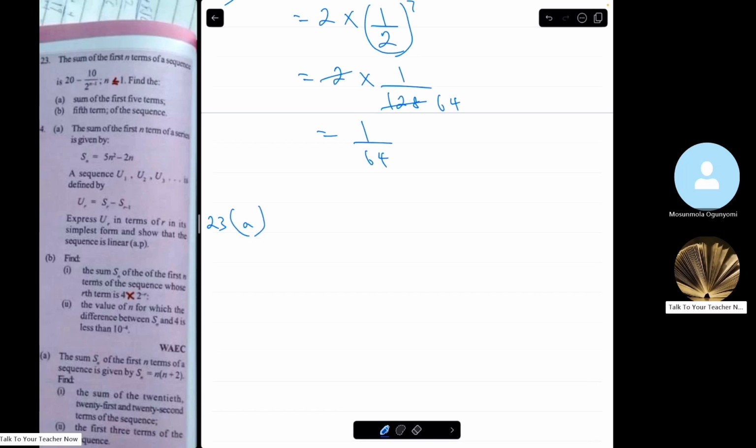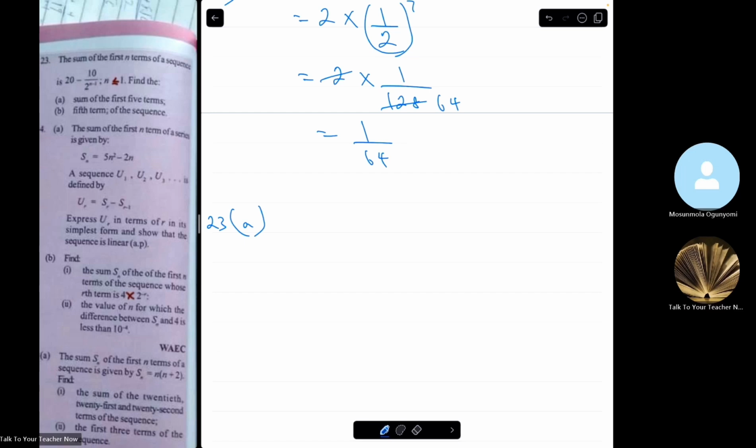23A. Let's go. The sum of the nth term. No, that's not it. There's no find in that question. The sum of the nth term of a sequence is 20. That's not what is written. If you are not reading what is written, that means you are not paying enough attention. Your two eyes are open and you are reading what is not written. That means your mind is not here.